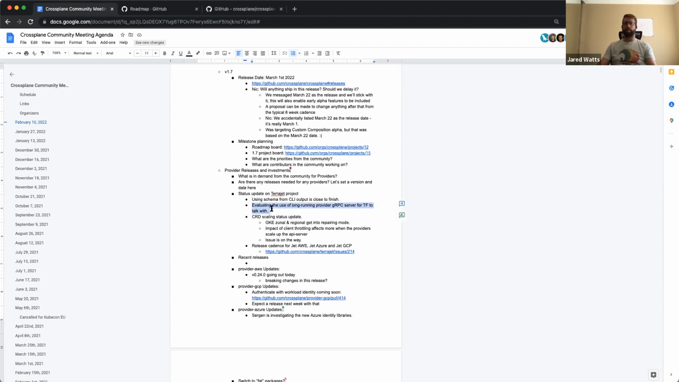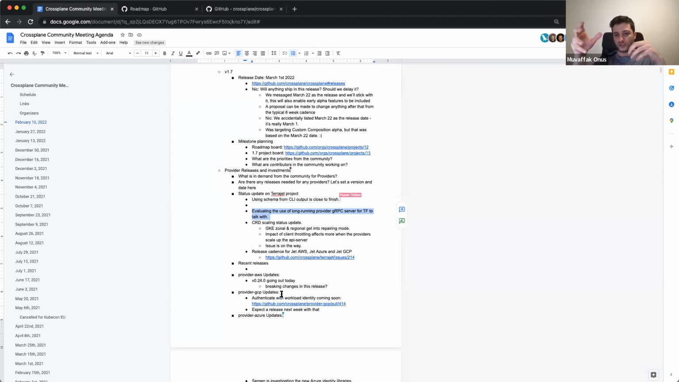All right. So the second one is about evaluating use of a long-running provider gRPC server. That's something Alper is working on. In Terraform, when you run a terraform apply, it spins up a new provider gRPC server, talks with it, and then shuts it down.